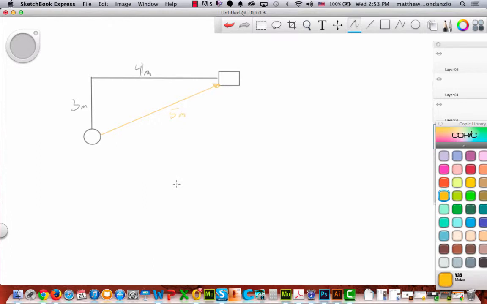Does everyone know how we got 5 meters, besides just knowing it? Do we know how to get them mathematically?